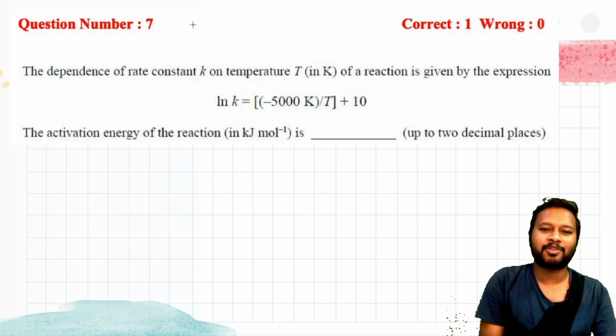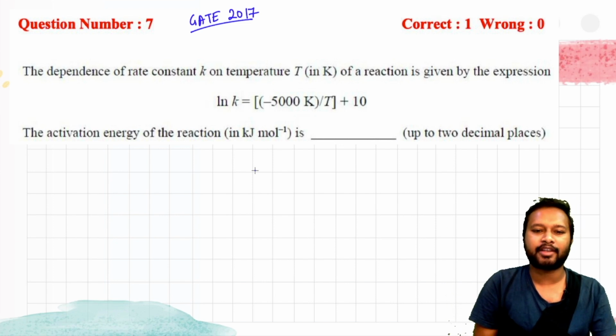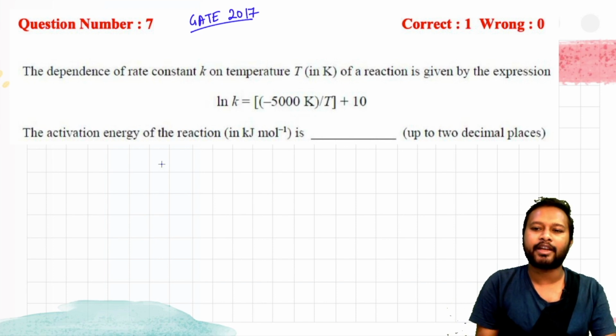All right, this question is again from GATE 2017 exam. Okay, the question is pretty simple and straightforward. It says dependence of the rate constant K on the temperature T of a reaction is given by the expression. The expression is given to you. The activation energy is being asked. Again, this question is from Arrhenius equation.